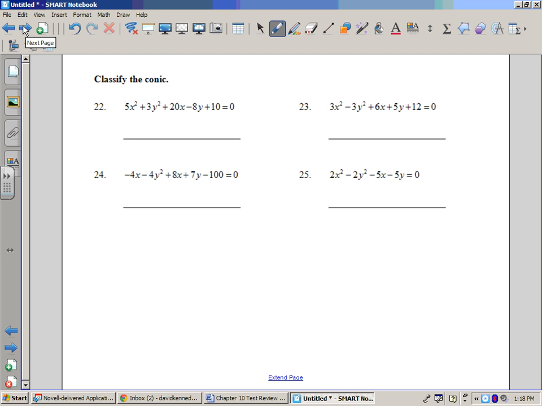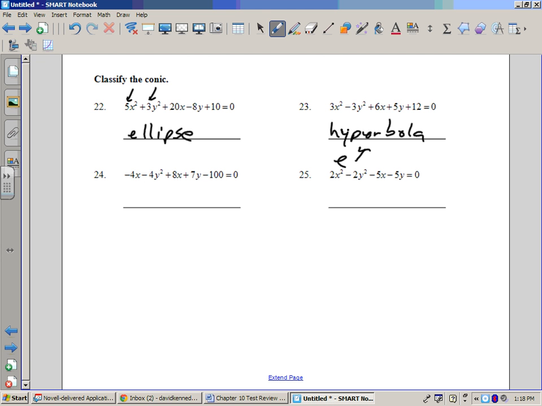All right, 22 through 25, let's classify the conic. It has an x squared and a y squared term, 22 does, so it's not a parabola. Both the x squared and y squared terms have the same sign, so it's not a hyperbola. However, these numbers are different, so this is an ellipse. The second one has an x squared and y squared term, so it's not a parabola. The x squared term is positive, the y squared term is negative, so it's a hyperbola. That's an E, by the way.